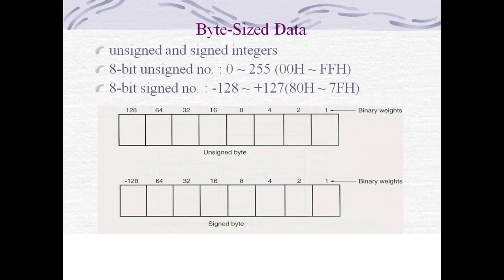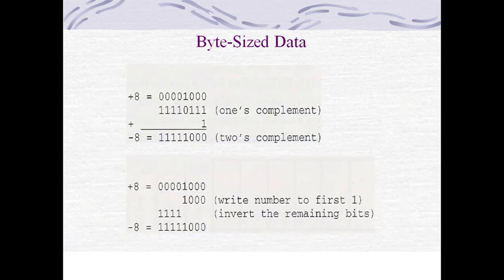If we need to store larger data, then we need 16-bit unsigned and signed integers. We need 2-byte data, or we can say word-sized data. So this is an example of byte-sized data where +8 is stored here. +8 is converted into binary, which is 00001000, and we can convert it to 2's complement by first taking the 1's complement, and the 1's complement of a binary number is taken by inverting each bit. So this is +8, the binary representation of 8.